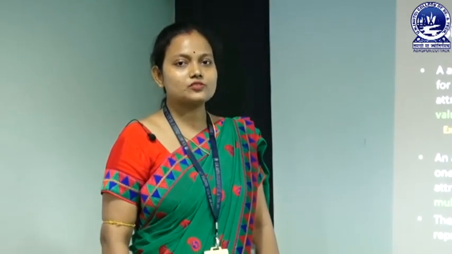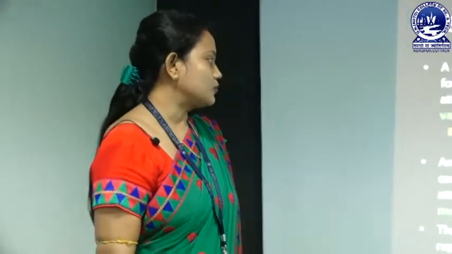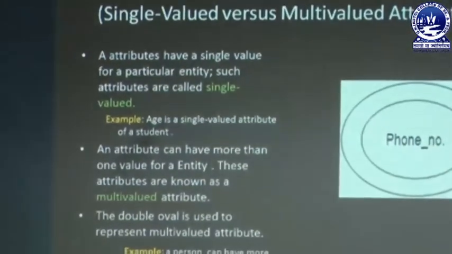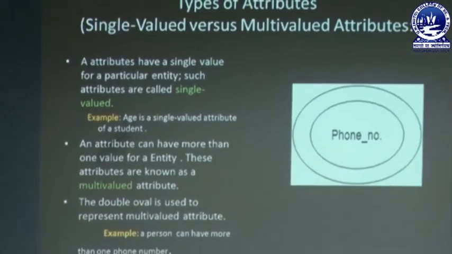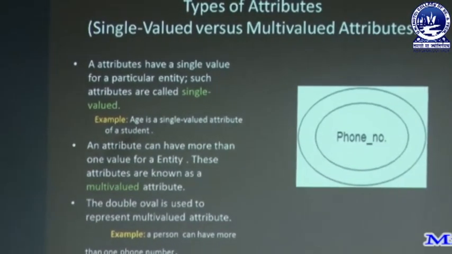Single valued attribute is what? An attribute having a single value for a particular entity. That means suppose student is the entity and age is a single valued attribute. Why? Because the student has only one value for the age attribute. And next we have to know what is multi-valued attribute. Multi-valued attribute is what? An attribute that can have more than one value for a particular entity, that is called multi-valued attribute. You can explain with an example.